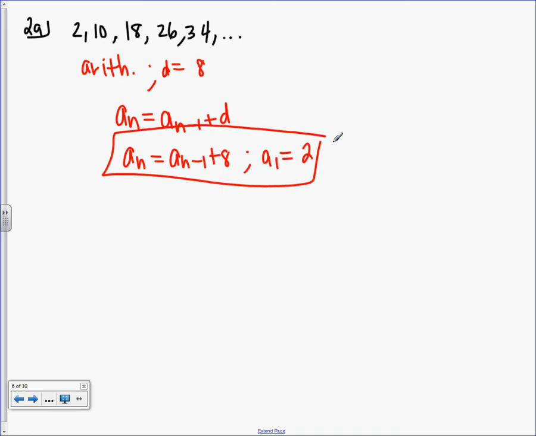Because when it's recursive, if you don't give me a starting point, I can't do it, because it always uses the 1 or 2 before it, basically. So if you don't give me a sub 1, I have no idea where you're starting. Does that make sense? Okay. Did I lose anybody? Okay. Anybody still need it?